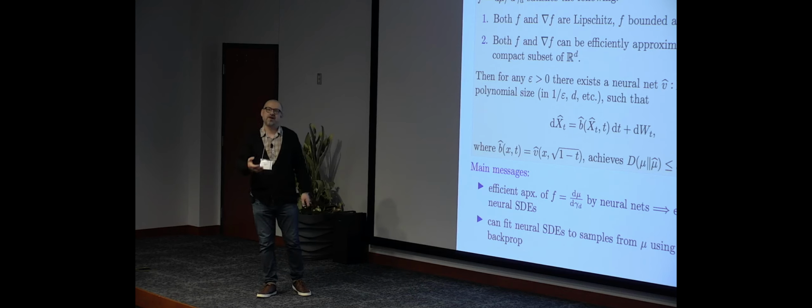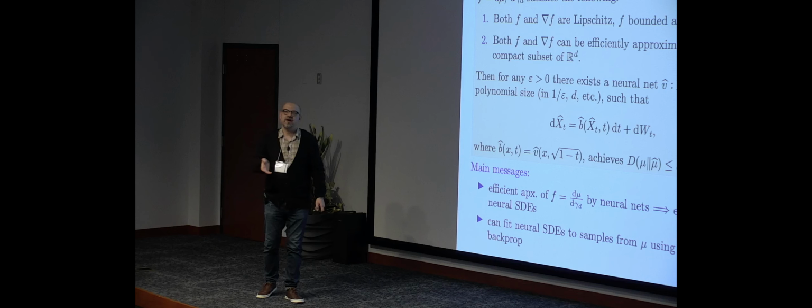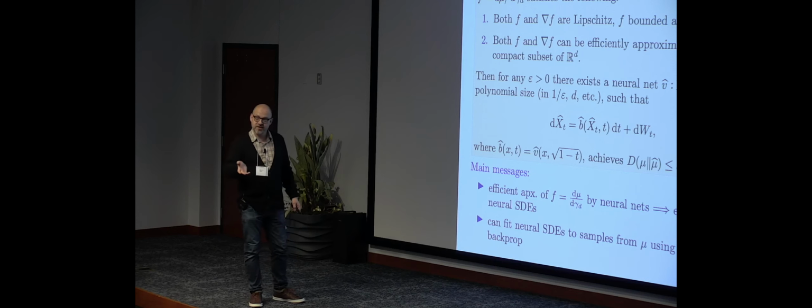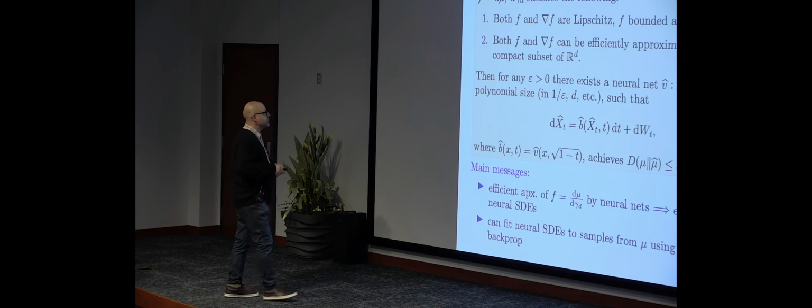So the point is that you have a computation graph for the Fulmer drift, and each node in that graph is some sort of a neural net. As long as you can approximate the nodes in that computation graph by other neural nets and keep track of the resulting error, then you'll be fine. So this was the idea behind that result.